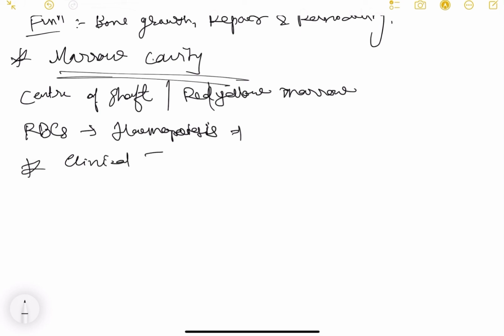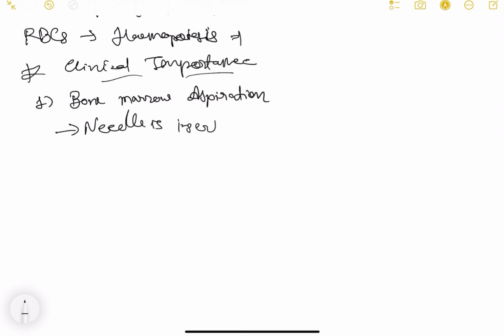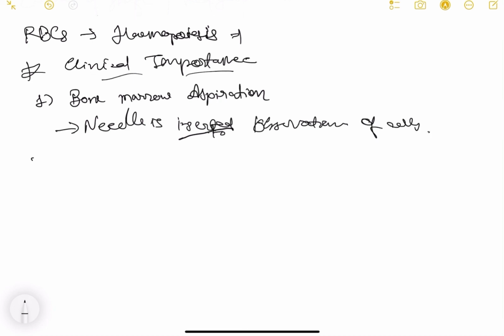Clinical importance. Talking about clinical importance, first is bone marrow aspiration. This is a clinical procedure where a needle is inserted and observation of cells is done. This is bone marrow aspiration.